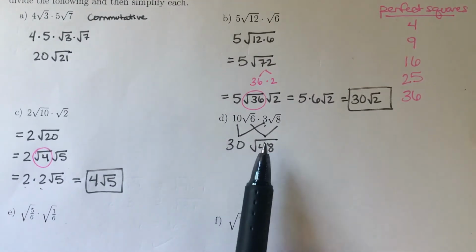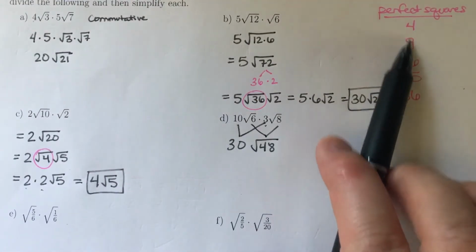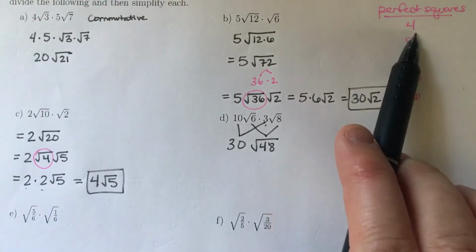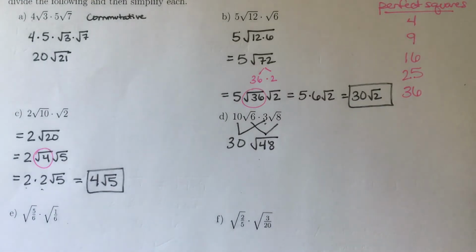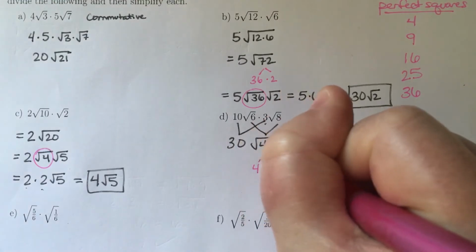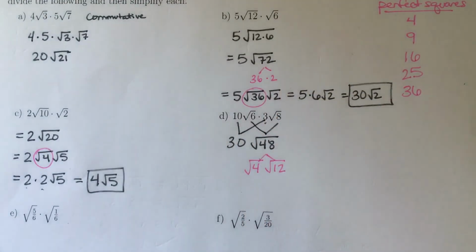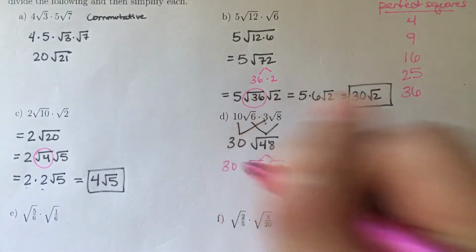The coefficient out front, we don't care if that's a perfect square or not. It's already simplified. It's the square root I need to simplify. So I go through and try to find perfect squares that go into 48. 4 definitely will do it. So we need to figure out 4 times what makes 48, and it's 4 times 12. So take the square root of 4, the square root of 12. The 30 is still there.